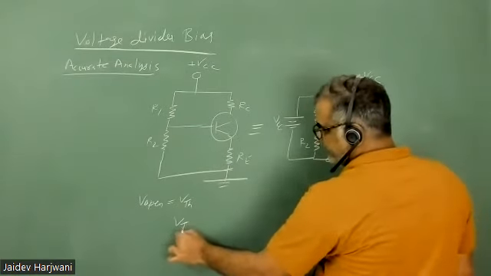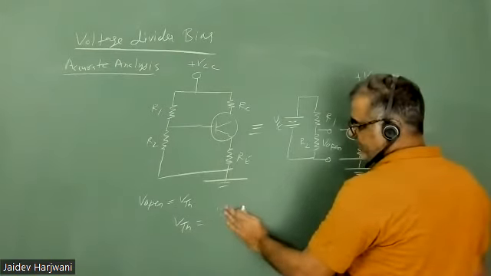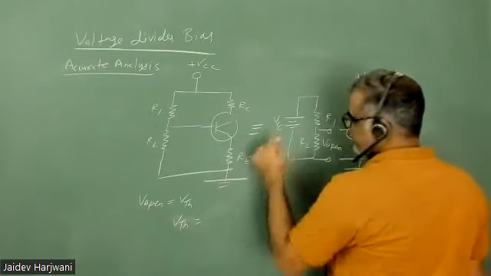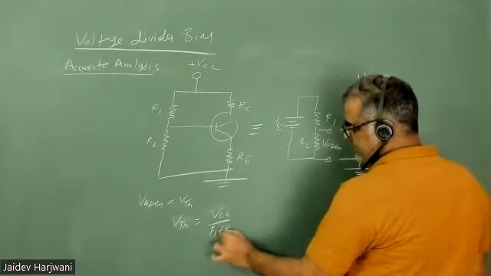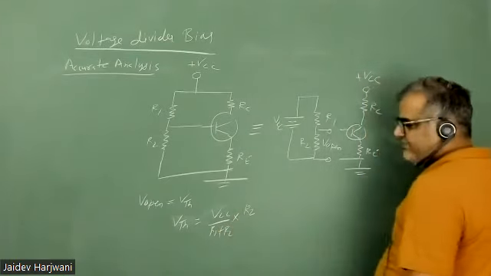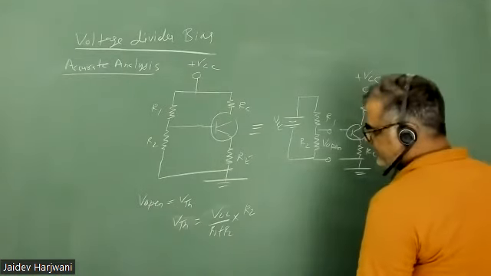So how much will V Thevenin be? V Thevenin, or V open, will be VCC upon R1 plus R2, into R2, same like VBB, same like VB. There's no change.